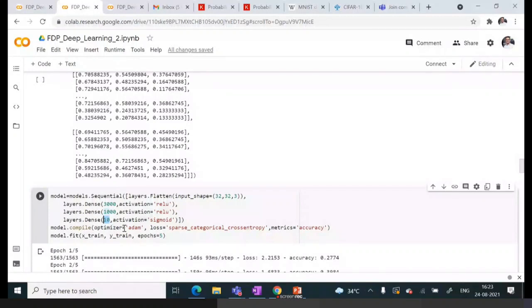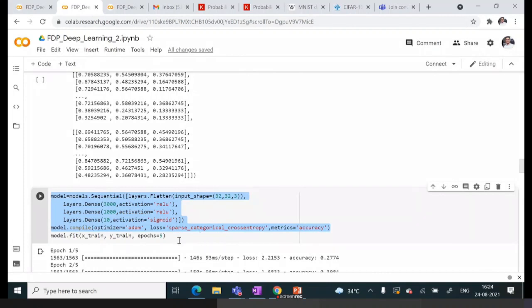And again, I am using the same setup. Loss is sparse categorical cross entropy, metrics is accuracy, optimizer is Adam, which we already know, and this is compilation. So the entire setup is done up to this point. We have used roughly 4010 plus, this number will be 2700 plus, so roughly 7500 neurons in this particular network.